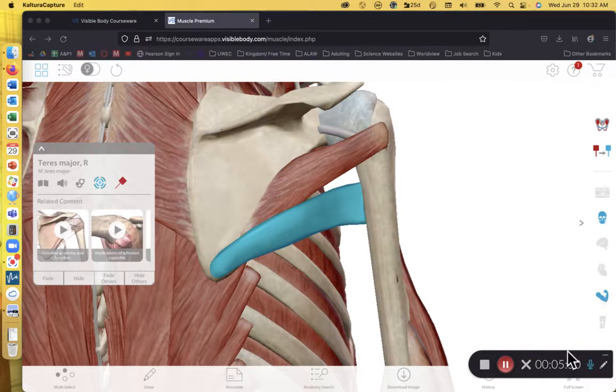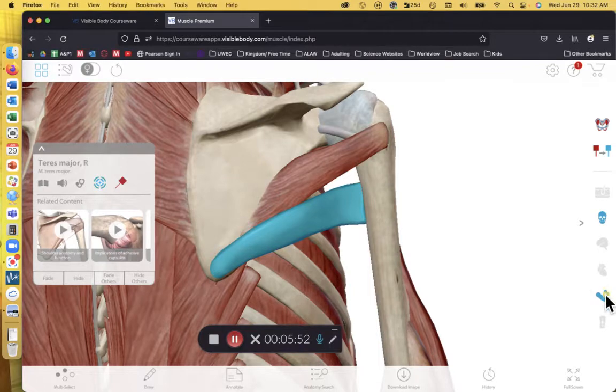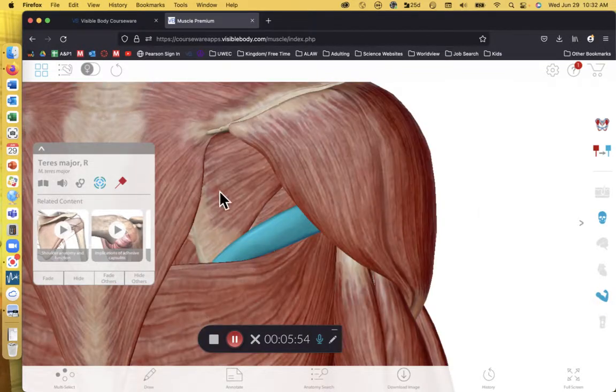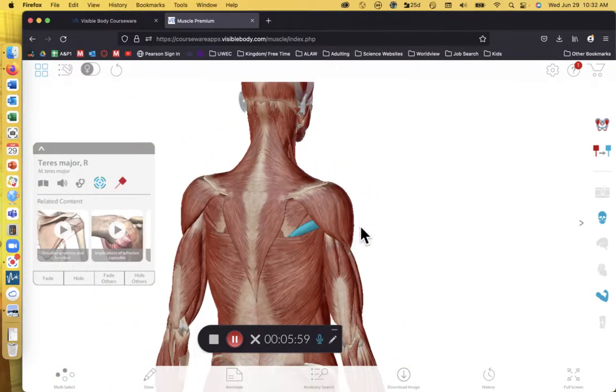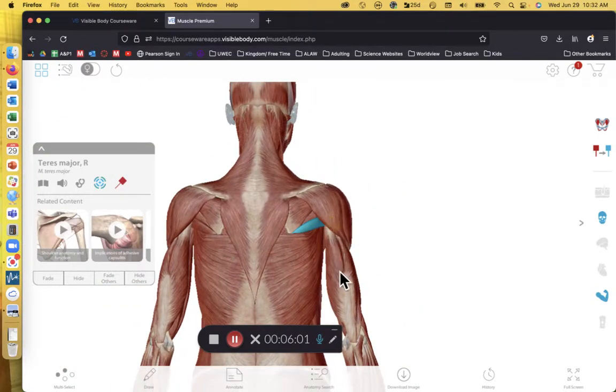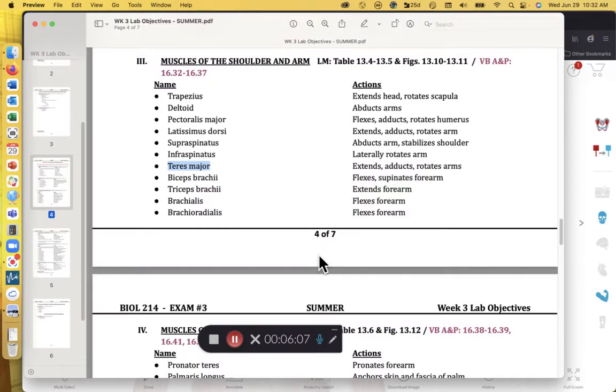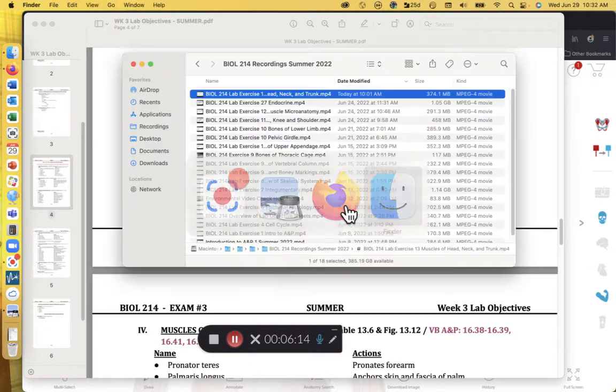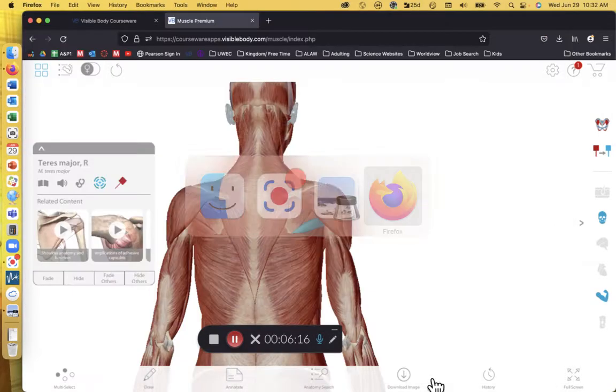Let's go ahead and add our muscles back. All the muscles. There we go. So in a full body, full muscle, that's going to be our Teres Major. So we have infraspinatus, Teres Major. Next we have the bis and tris. So biceps brachii and triceps brachii. Most of you are going to know these muscles off the top of your head.